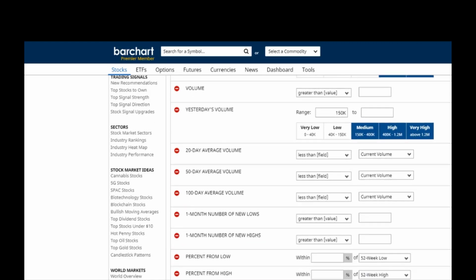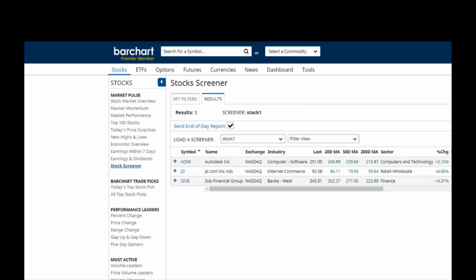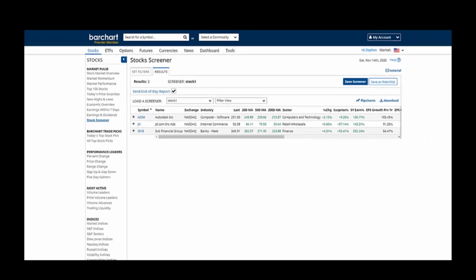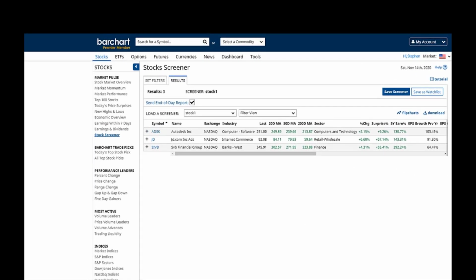So then all we have to do is hit the results button and see what we get. And when we do that, we just get 3 stocks pulled back: Autodesk, JD.com and SVB Financial. They met our criteria. We can then add them into our analysis. Now, our future think might be that we're interested in computer and software and internet commerce companies, so we might then just take those two and drop the banking company there. So up to you again.